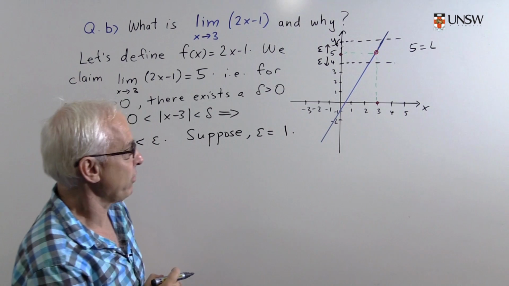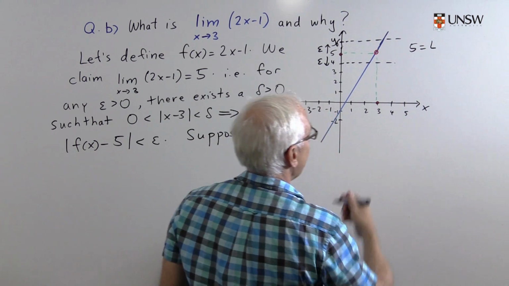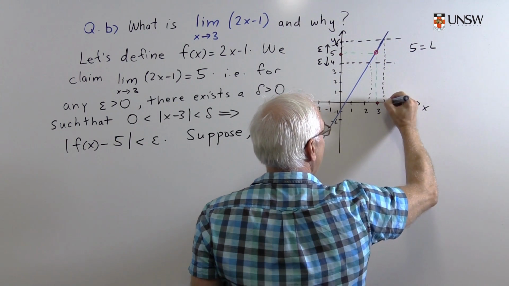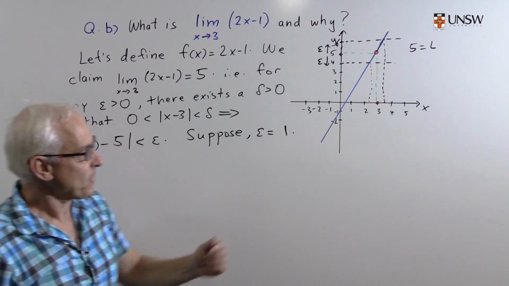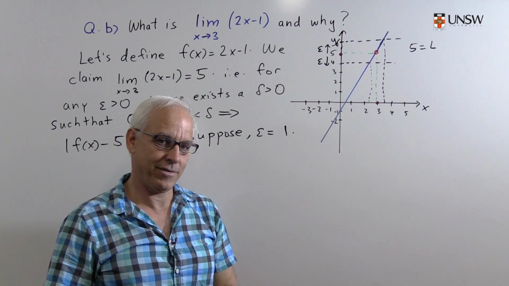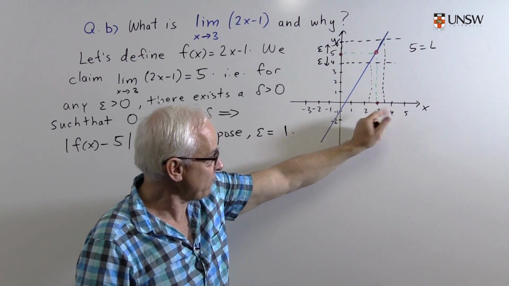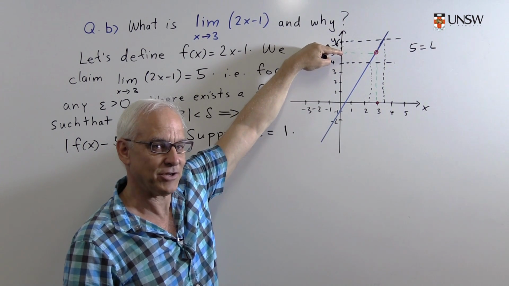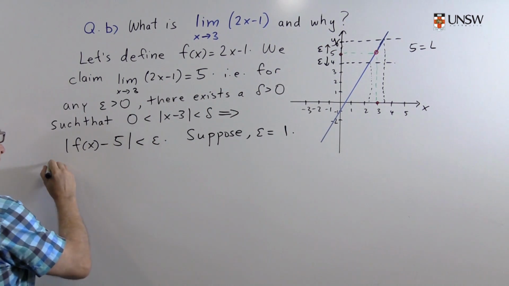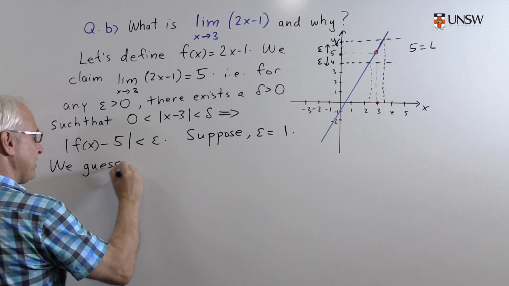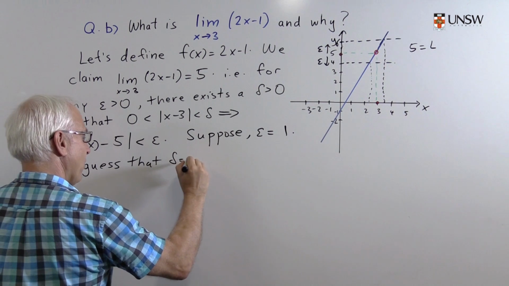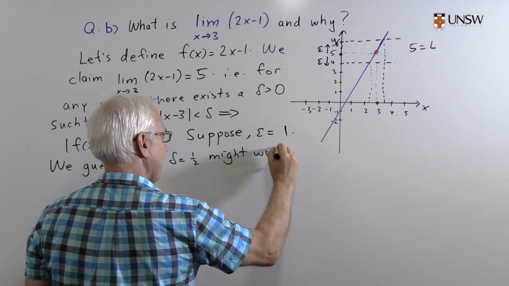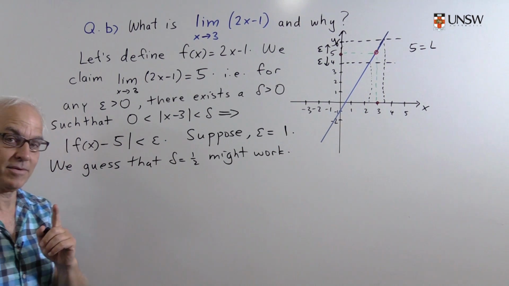We can see geometrically, perhaps, what we need this delta to be. So if we sort of go down here like this, maybe we're thinking that a delta of about a half would work. That if we're within a half of 3, then we're within 1 of 5 in terms of the function's values. So we guess that delta equals, say, 1/2 might work. Let's see if we can establish that.